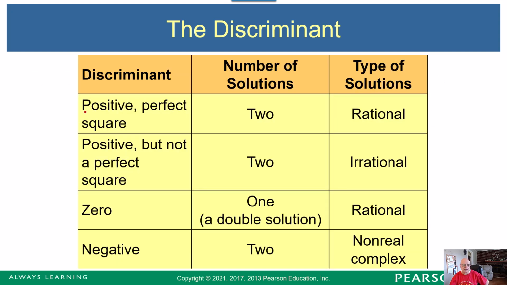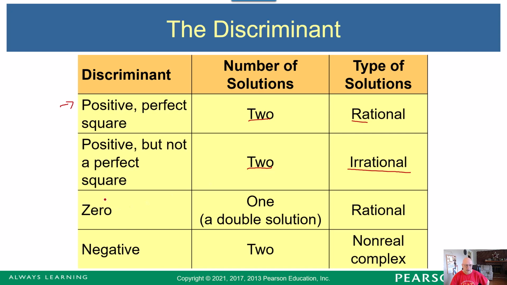If the discriminant is positive, you're going to get two solutions, and they'll be rational. That means you can write them as fractions. If it's a perfect square, it's going to be rational. If it's positive but not a perfect square, you'll still get two real solutions, but they'll be irrational. You have something like the square root of 2, the square root of 17. Not something you're thrilled about, but it's still a number.